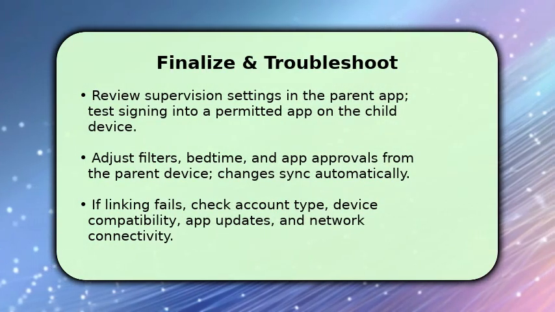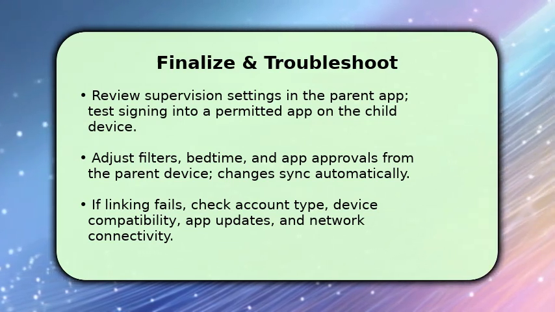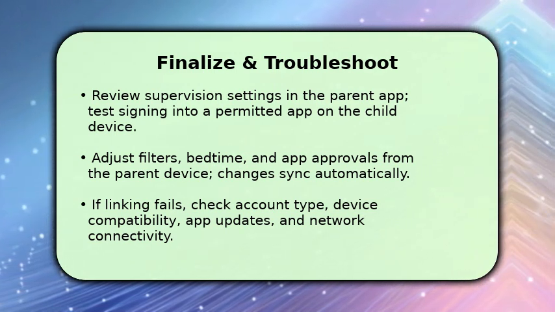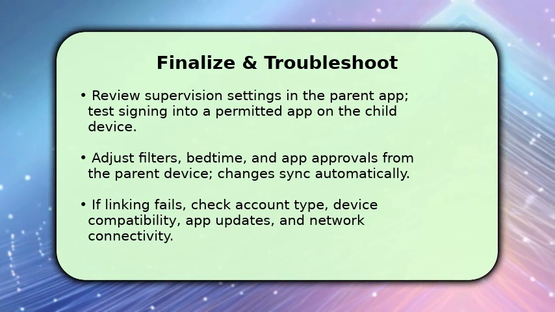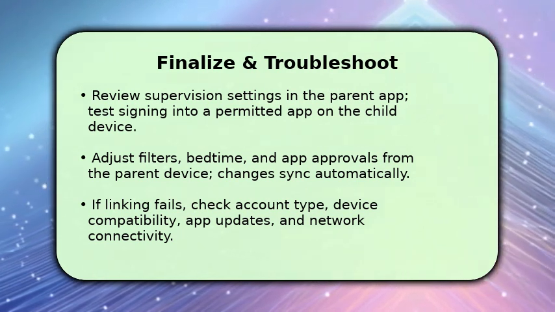Finish by reviewing supervision settings in the Family Link parent app and confirming the child can sign in to allowed apps. Once everything is synced, tweak app permissions, screen time limits, and content filters so they match your rules. Make sure to test a sign-in to a permitted app or website to confirm everything works.